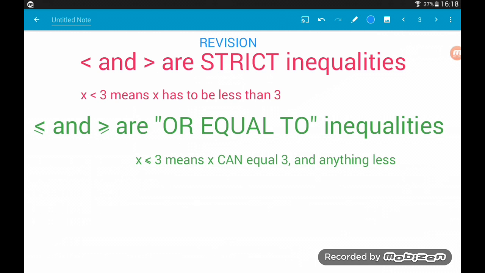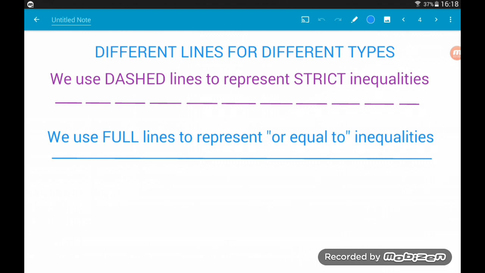Now it's really important to be able to spot the difference, because when we put these on graphs, we use different types of lines to represent different inequalities. When we have a strict inequality, we use a dashed line to represent it. If we have an inequality where our letter is allowed to equal the number, so it's an or equal to inequality, then we use a full line with no dashes in it. Okay, let's get cracking.